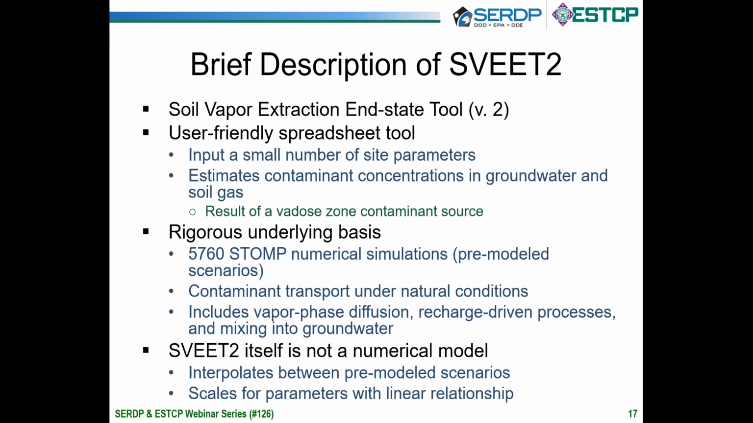It has a rigorous basis of 5,760 STOMP numerical simulations, essentially pre-modeled scenarios that represent contaminant transport under natural conditions, and includes vapor phase diffusion, recharge processes, and mixing into groundwater. So SVE 2 is itself not a numerical model, but it interpolates between these pre-modeled scenarios that we did, these 5,000 some scenarios, and then scales for some of the parameters that have a linear relationship between inputs and outputs.